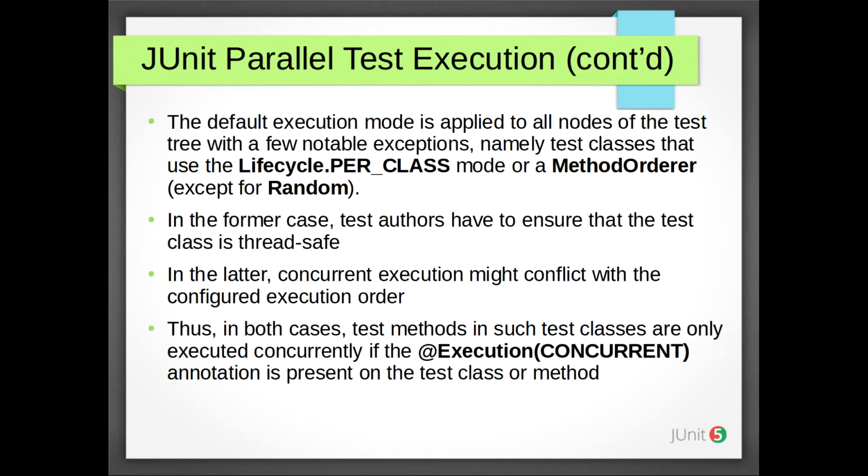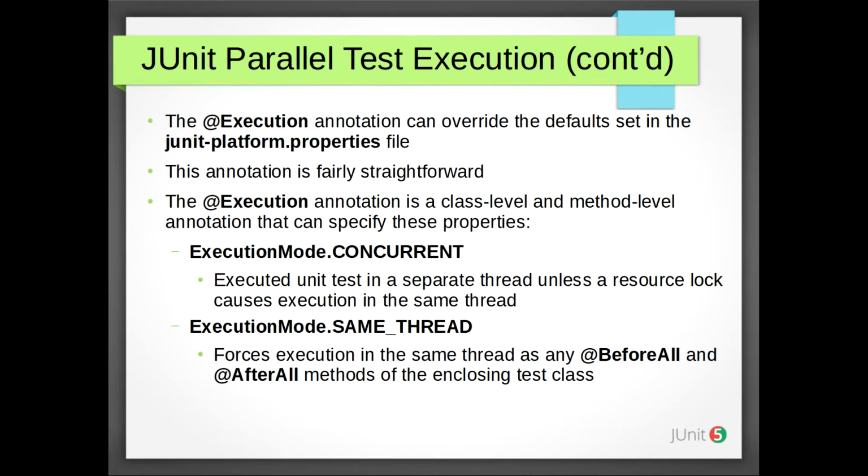In the former case, test authors have to ensure that the test class is thread safe by themselves. In the latter, concurrent execution might conflict with the configured execution order. Thus, in both cases, test methods and such test classes are only executed concurrently if the @Execution(CONCURRENT) annotation is present on the test class or method. The @Execution annotation can override the defaults set in the junit-platform.properties file.